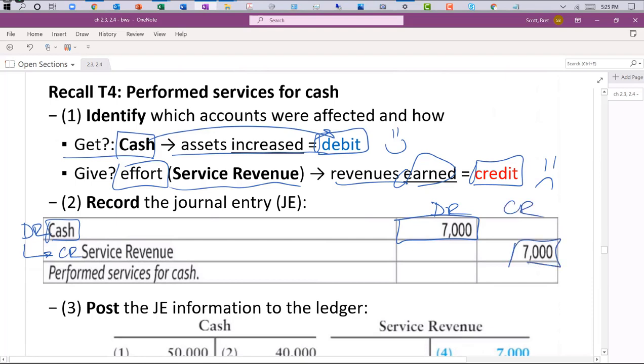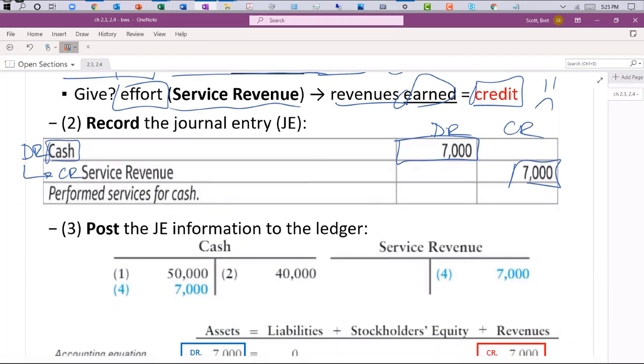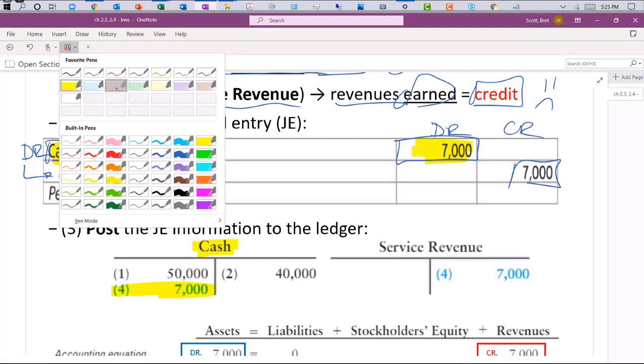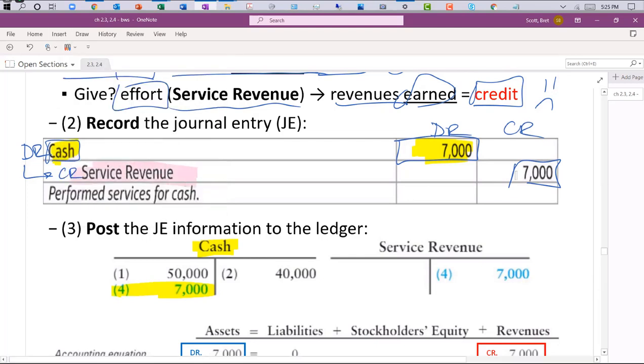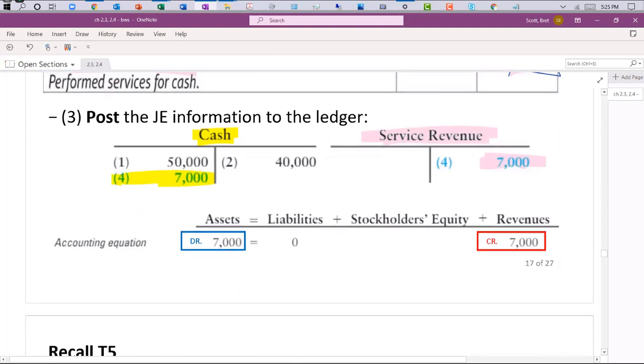Next thing we do, we post the information to the ledger. Find the account. Cash is being debited, 7,000. The other part, service revenue, is being credited, 7,000. Debit 7,000 equals credit 7,000. We're doing it right. Again, instead of pluses and minuses, try to think in terms of debits and credits. It will save you so much frustration down the road if you start to learn this right now.